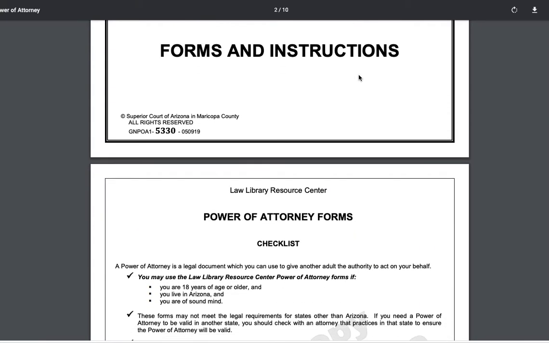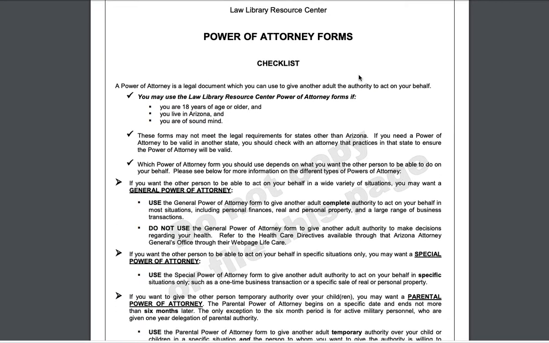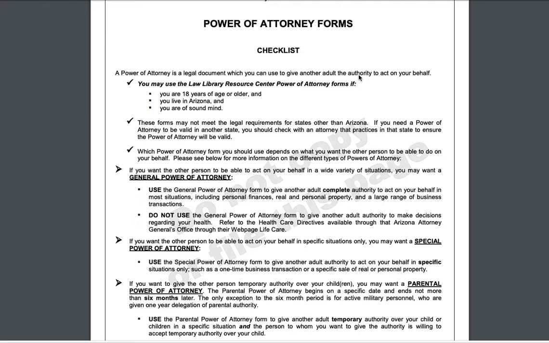First, it's got a set of instructions that I highly recommend you read. There are some seriously important things that you need to know about power of attorneys and how they work. First thing is that this is a general power of attorney. So this means if you sign this and appoint someone as your agent, you're giving them power to do anything you can do with your money, your property, your finances, okay? So if you can do it, they can do it.